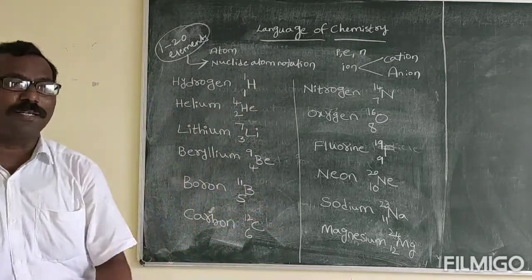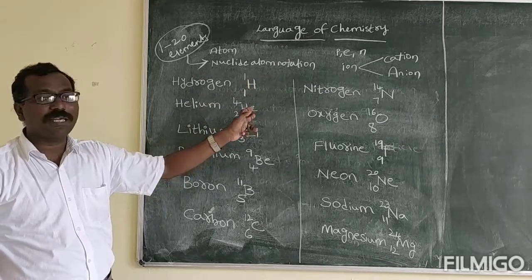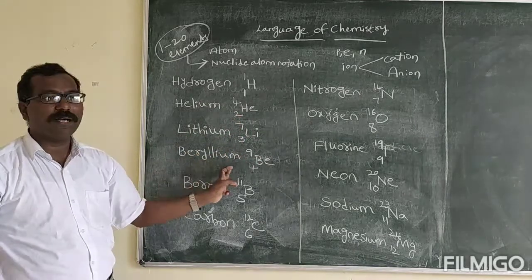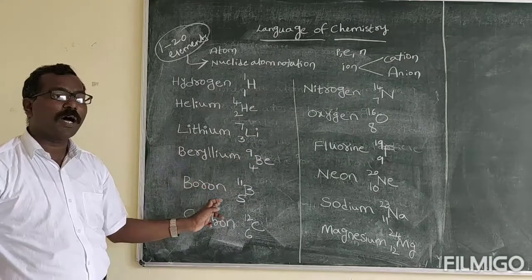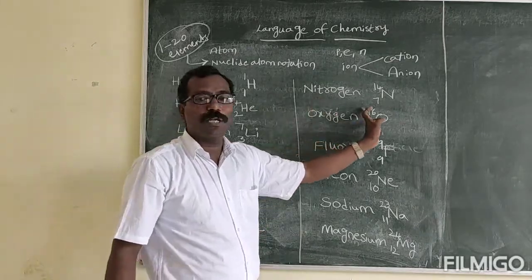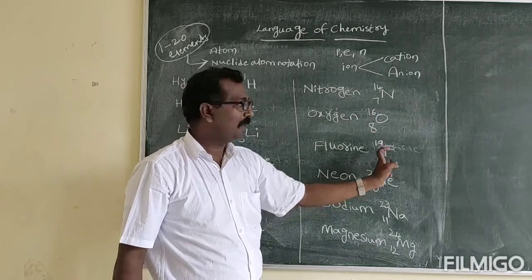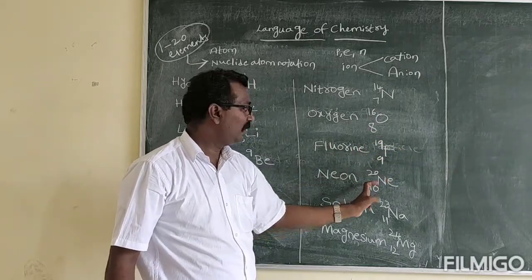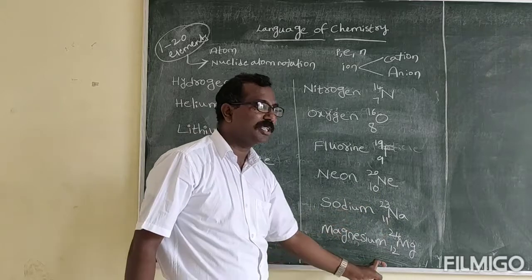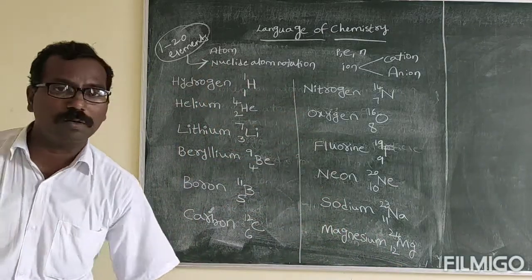So once again, how to read? I am saying hydrogen H 1 1, helium He 4 2, lithium Li 7 3, beryllium Be 9 4, boron B 11 5, carbon C 12 6, nitrogen N 14 7, oxygen O 16 8, fluorine F 19 9, neon Ne 20 10, sodium Na 23 11, magnesium Mg 24 12. Okay, you note down this in your notebook now.